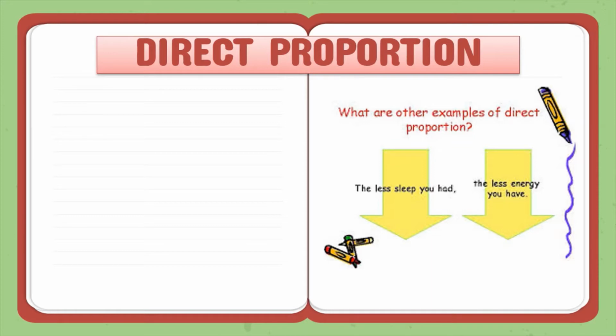The less sleep you had, the less energy you have. Meaning, kapag natulog ka ng mas ikling oras lang, wala kang masyadong energy kasi hindi ka nakapagpahinga ng maayos. So, sabay silang bumaba. Pero kanina, yung example kanina, na nag-deposit ka ng 1,000, tapos increase pa siya ng interest, sabay silang umangat. So, yung savings mo, umangat. So, that is also direct proportion.